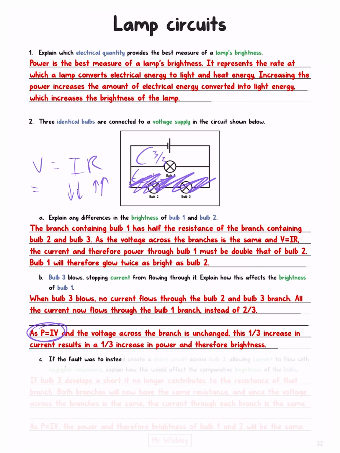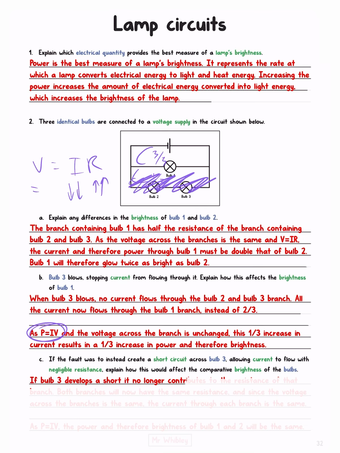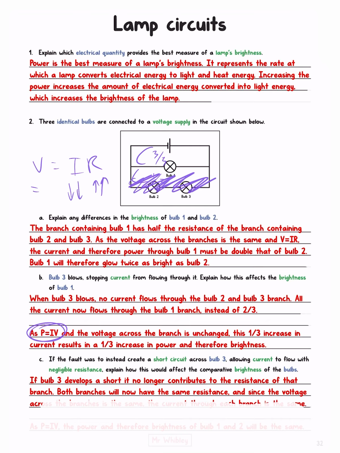If the fault was instead to create a short circuit across bulb 3, allowing current to flow with negligible resistance, explain how this would affect the comparative brightness of the bulbs. If bulb 3 develops a short, it no longer contributes to the resistance of that branch. Both branches will now have the same resistance, and since the voltage across the branches is the same, the current through each branch is the same.